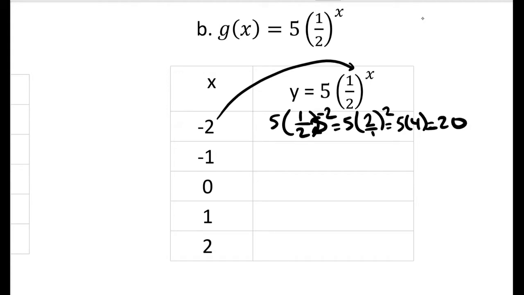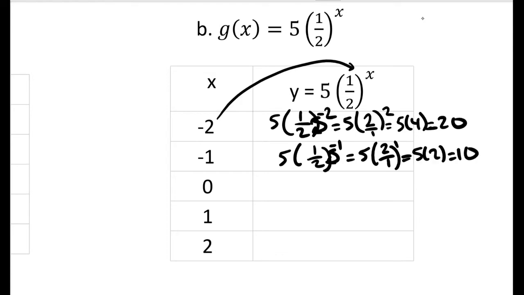Now let's go ahead and plug in the -1. So we have 5 times 1/2 to the -1 power. Again, since there's a negative exponent, we flip and forget. So we get 5 times 2 over 1 to the first power. Well, 2 to the first power is 2, and then 5 times 2 is 10. Now let's do 5 times 1/2 to the 0 power. Remember, anything to the 0 power is 1. So we have here 5 times 1 is 5.